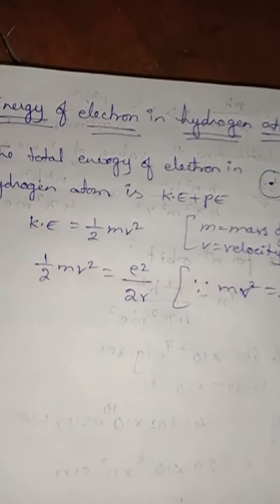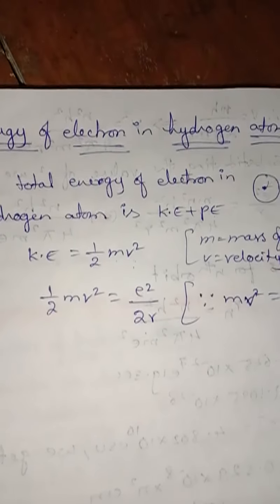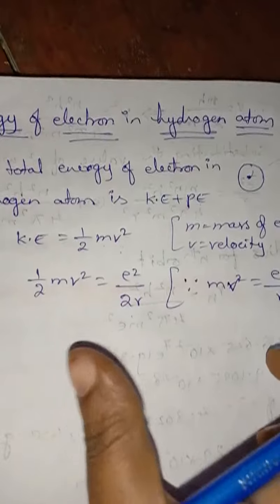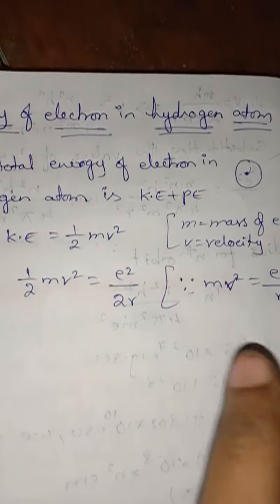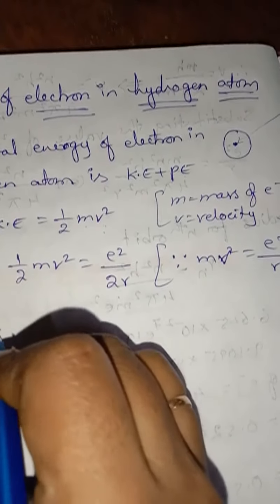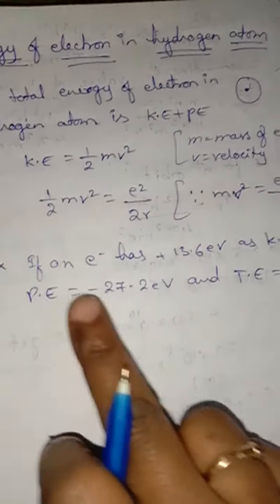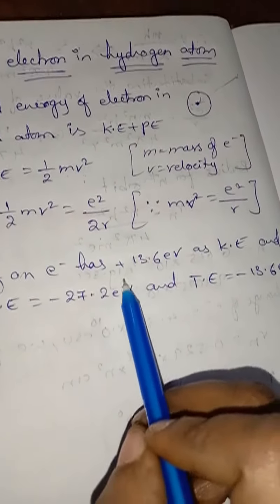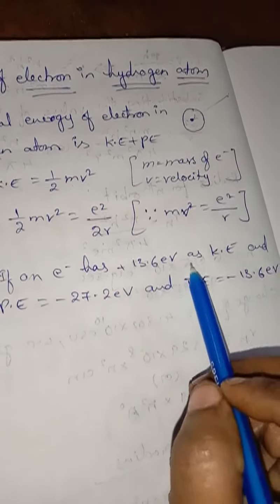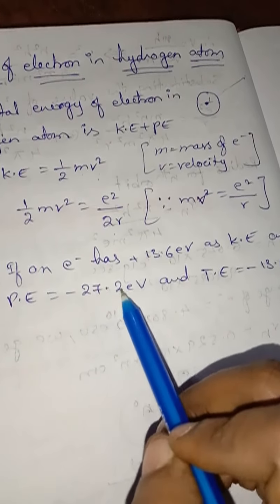Understand, children? Yes, so for example, magnitude means not direction, and they will be having the same mass of an electron. Understand, children? So, here I am taking one example. If an electron has plus 13.6 electron volts as kinetic energy and the potential energy equal to minus 27.2 electron volts.